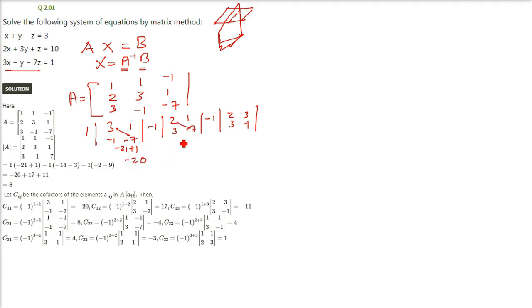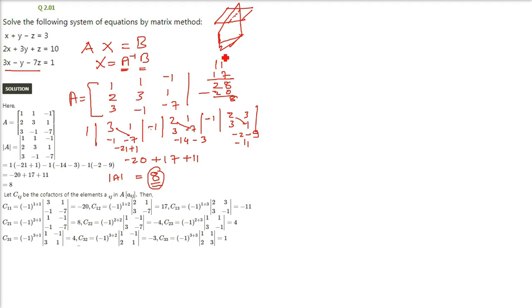So this is minus 14 and minus 3, it is minus 17, minus 7 into 1. So plus 17 it will be. 2 into minus 1 is minus 2, and then 3 into 3 is 9, minus 9. This is going to be minus 11. Minus 1 into minus 11 is plus 11. So 11 plus 17 is 28. 28 minus 20 is 8. So you have a valid value of the determinant of A so that we can proceed for solving the system of equations by matrix method. So first thing first is find the determinant and see whether we can go ahead or not. Otherwise you have to say that the solution doesn't exist.